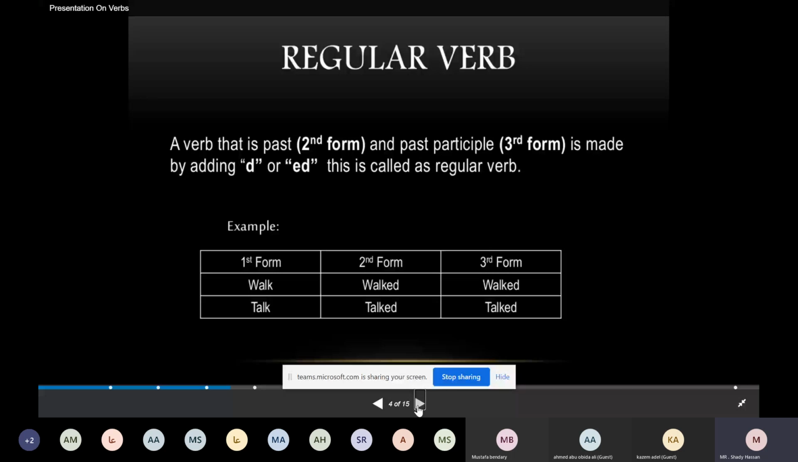Okay, guys. What about the verb go? Who can give me the second form and the third form? What is the second form and the third form of the verb go? Went, gone. Yes. Went, gone. That's right.